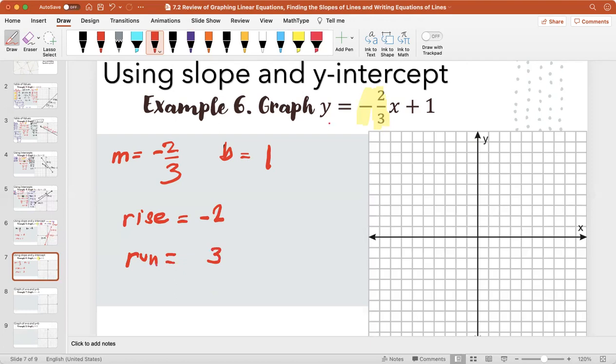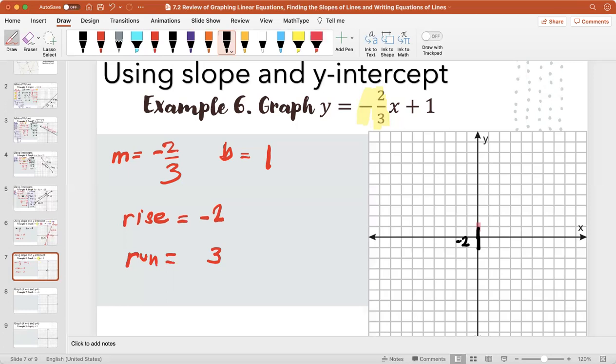So now let's plot your y-intercept. Your y-intercept is 1, right? Where is 1? 1 unit up, starting from the origin. Here, since we applied the negative to your rise, or the change in y, are you going down or up? It's negative, right? So you're going down how many units? 2. So that would be 1, 2, negative 2.